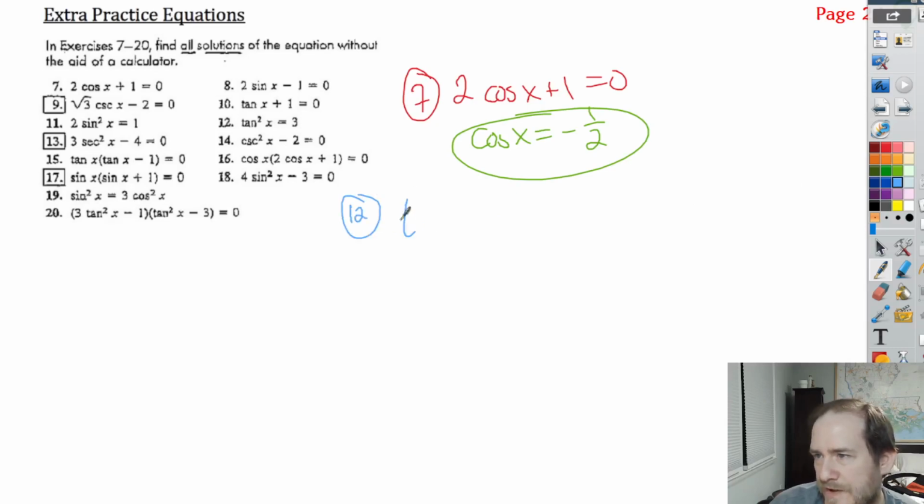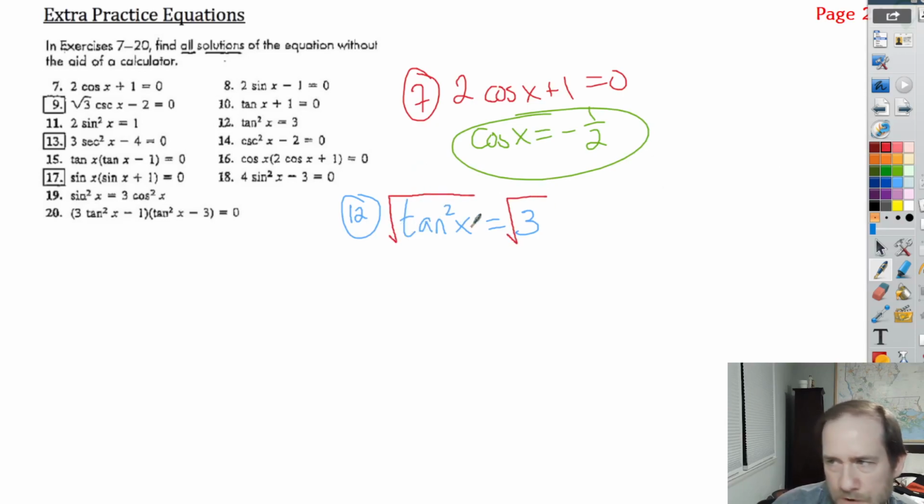So 12 says tan squared of x equals 3. But since this is tan squared, the first thing you'd want to do is take the square root of both sides. And the one thing I want to make sure that you all remember is when you solve an equation by taking the square root of both sides, you have to consider the positive root and the negative root.